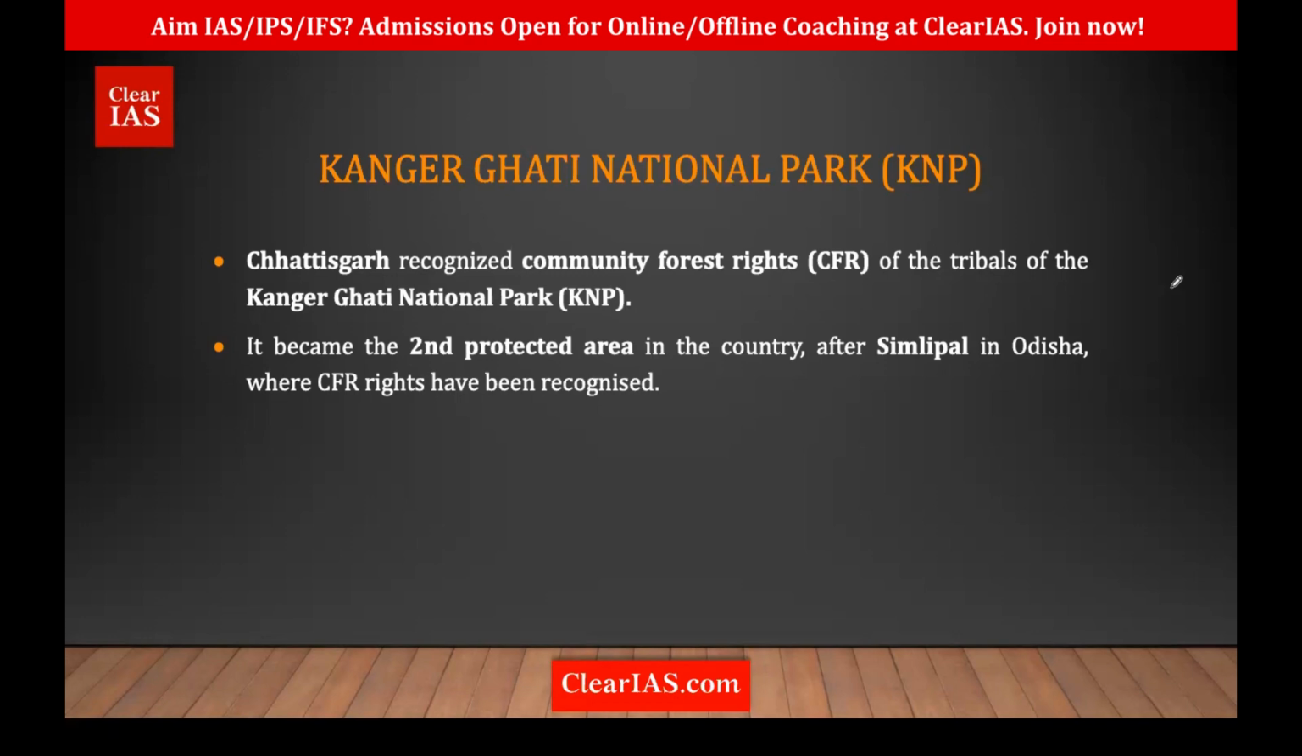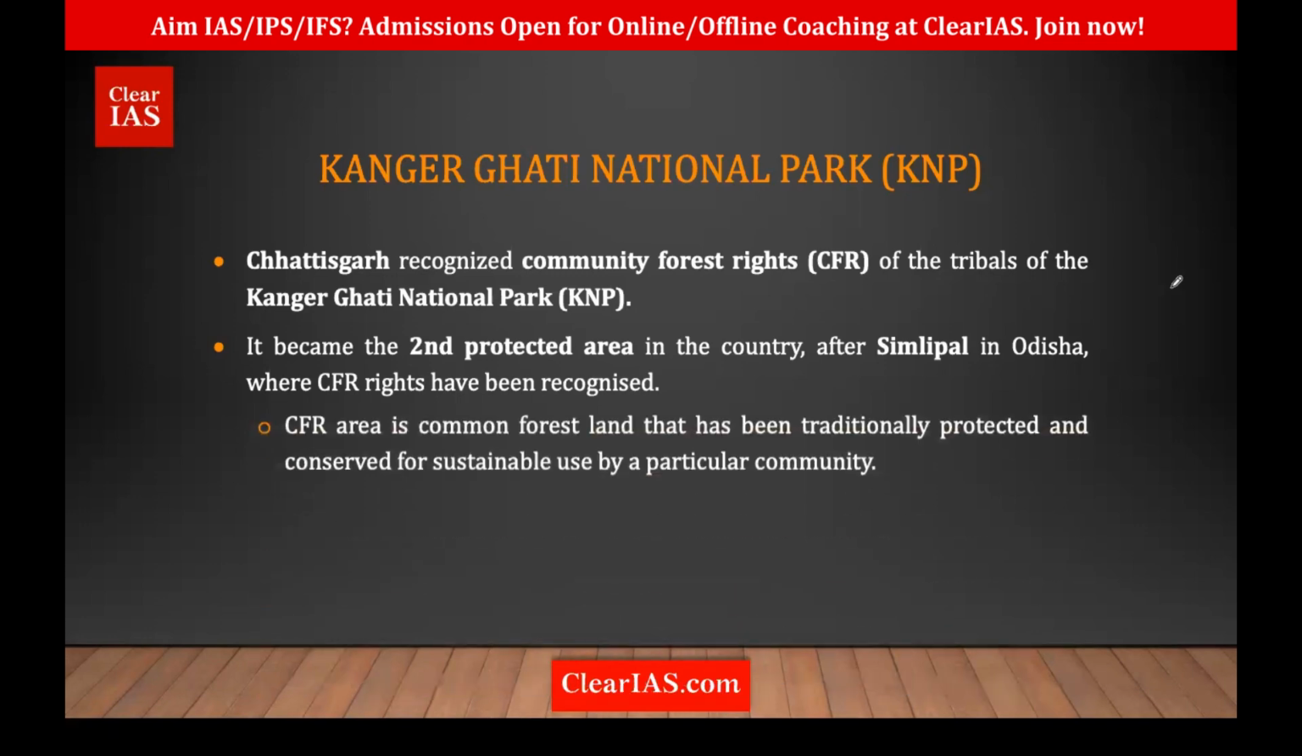Okay. First, it was Simlipal which recognized the community forest right. Then after that, it was the Kangar Ghati National Park. Okay. And yes, what is community forest right? The traditional dwellers own the land, that is, they have community ownership of land, and that has been recognized. Okay. And there is one river flowing through this Kangar Ghati National Park, that is the Kangar River.